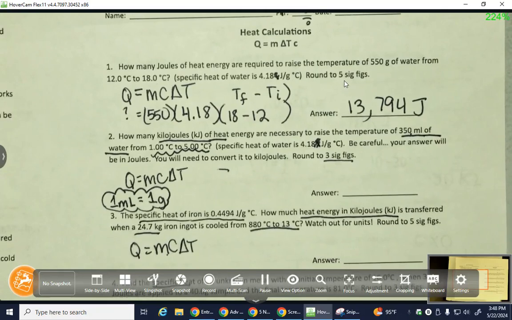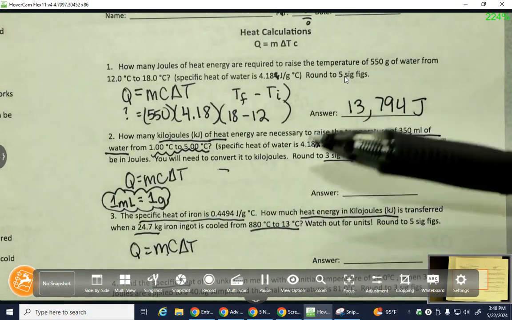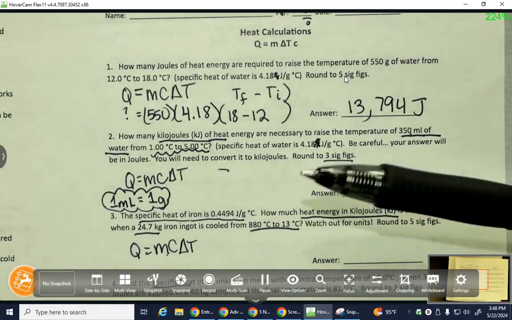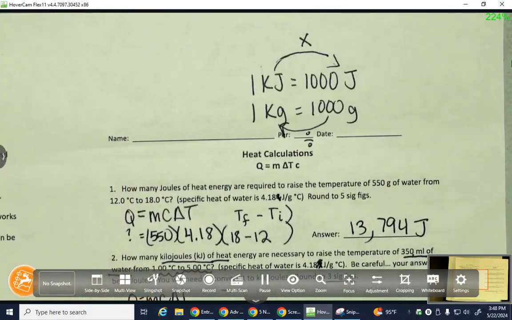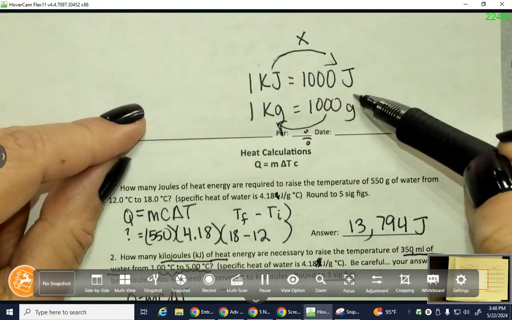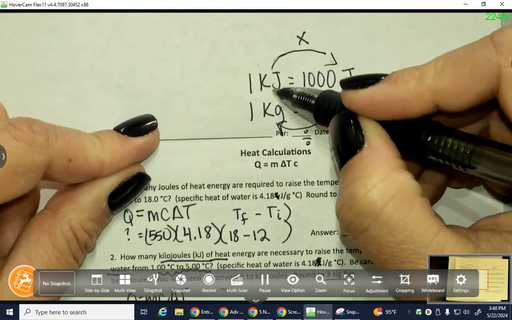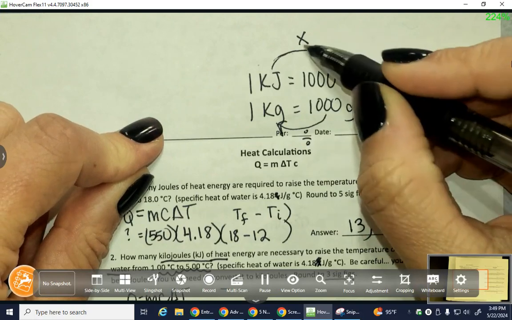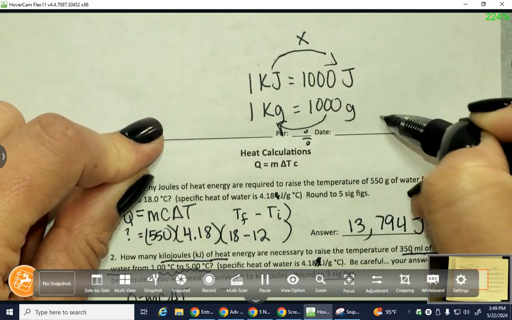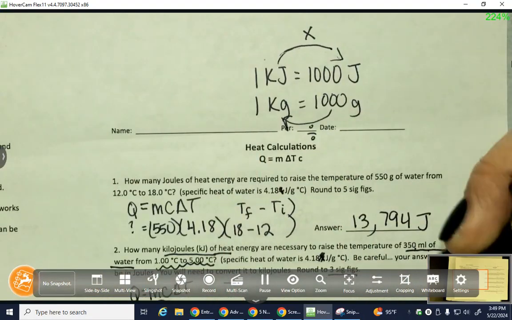So the only other thing that I would like you to copy down in terms of this page is me giving you a couple helpful hints for number 2, because number 2 and number 3 are actually extremely ugly because they both have the conversions in it. So you might add to the top of your page that 1 kilojoule is equal to 1,000 joules. 1 kilogram is equal to 1,000 grams. And then if you are ever going from kilo to normal, you need to multiply it by 1,000. If you are going from normal to kilo, you need to divide it by 1,000.